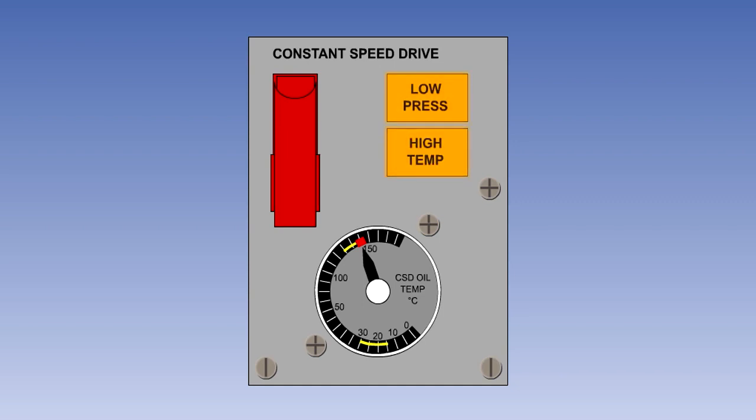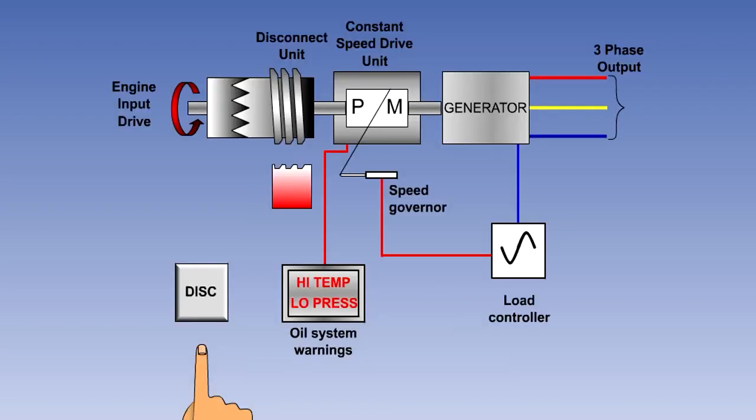If either warning light illuminates, or the oil temperature on the gauge reaches the red arc, then the emergency checklist will normally call for the CSDU to be disconnected. In the event of a malfunction in the CSDU or the alternator, the engine input drive to the CSDU can be disconnected. This will allow both the drive unit and the generator to become stationary.